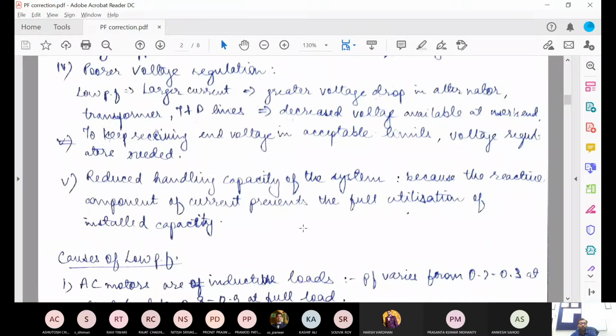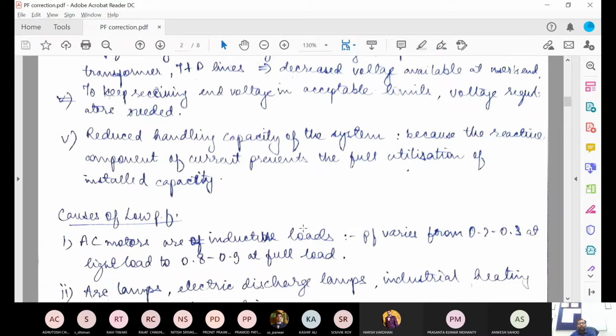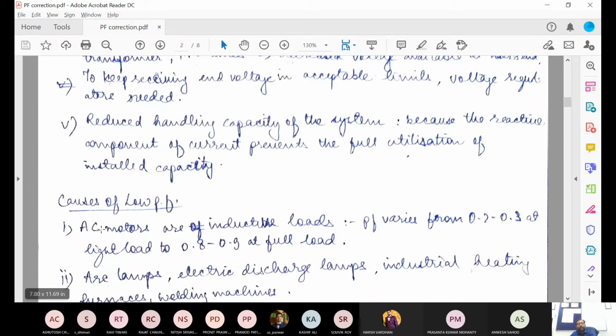So let's also look at the causes of low power factor, and some of the prominent causes are listed here. Traditionally this used to be the cause, and now there are many more. The AC motors are always inductive loads, and the power factor also varies for the AC motor, because when the motor is starting, there is a high component of magnetizing current, and the starting current has a very poor power factor. When the motor is starting, or it is having a light load, then the power factor is really poor. It is in the range of 0.2 to 0.3.